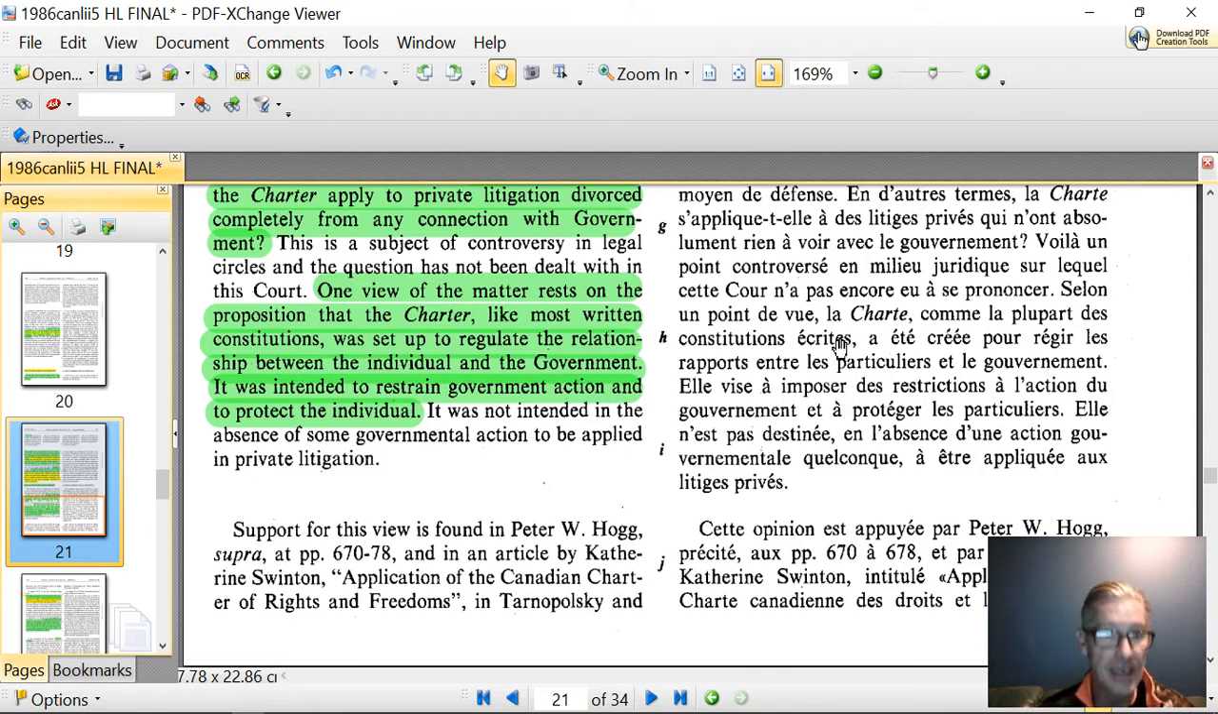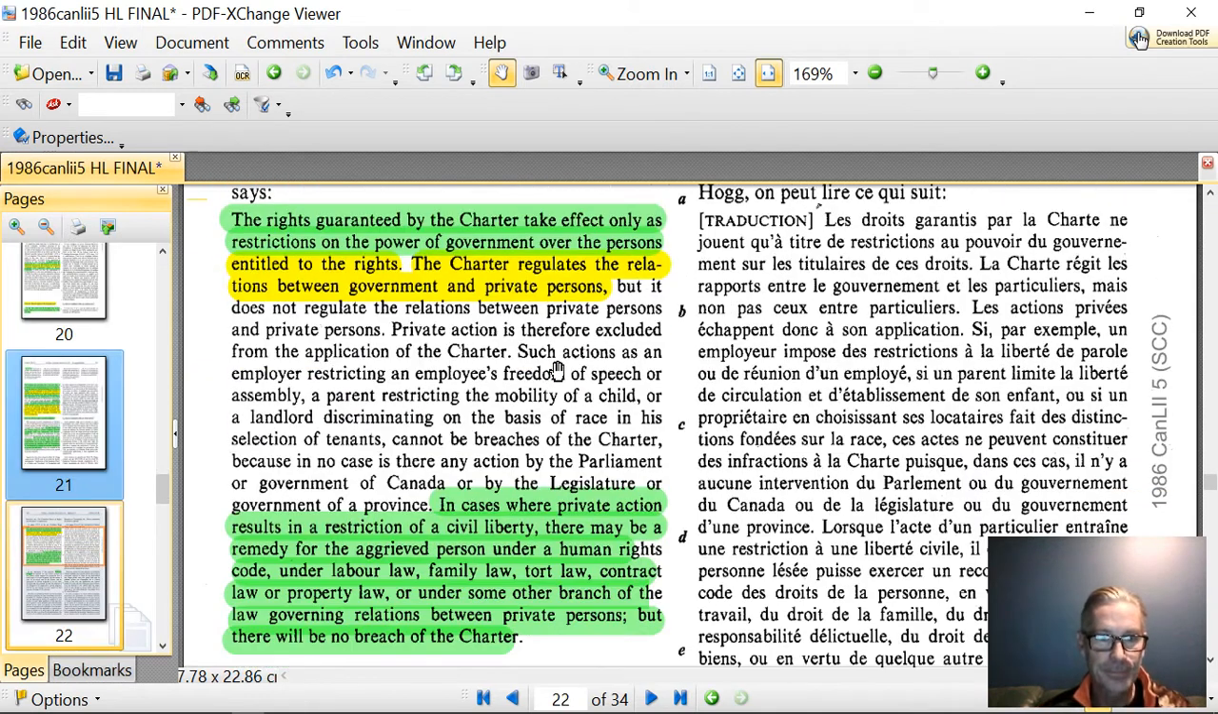However, our Charter of Rights and Freedoms never has been and never will be a constitution. It is the corporate charter for the Crown Service Corporation of Canada, Inc. And not only that, it perpetuates the deliberate deception, fraud, and tort that Canada confederated, and Canada has a legal and lawful constitution. The rights guaranteed by the Charter take effect only as restrictions on the power of government over the persons entitled to the rights. The Charter regulates the relations between government and private persons. Now, the private persons they're referring to are the artificial persons not acting as agents of the government.